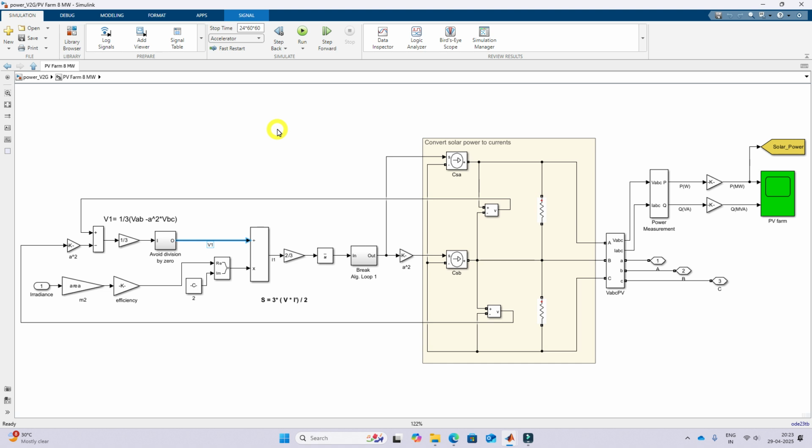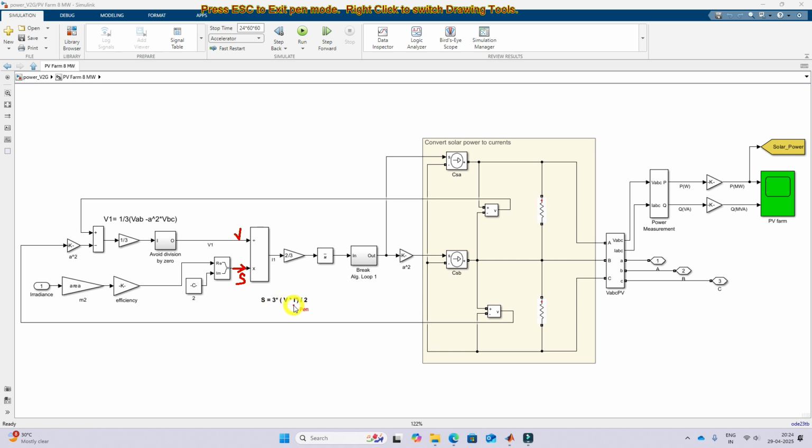Next you have to find out the current. For that we are going to use this formula. So the current will be 3 into VI divided by 2. This one is the current, this is the apparent power, and this is the voltage.